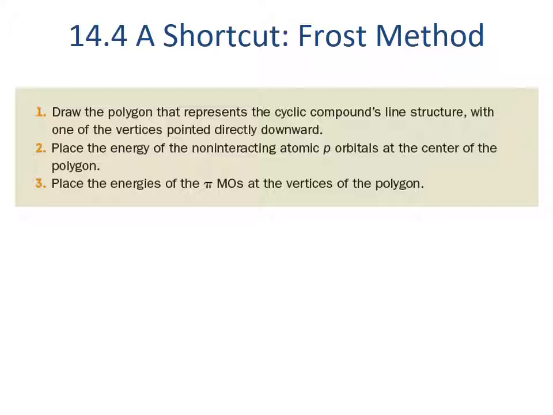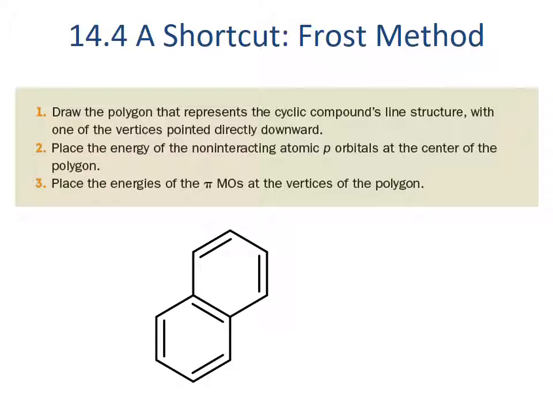The Frost method suggests that the molecular orbitals will be in the same shape as the molecule, provided we orient the molecule taller than wide with one vertex down. The energy of a normal p orbital then should be directly down the center of this diagram, and each vertex would be a molecular orbital. Try it with naphthalene, the molecule that's shown.